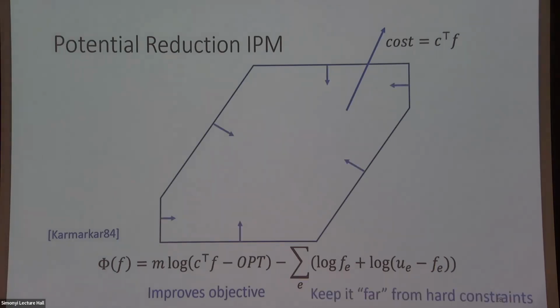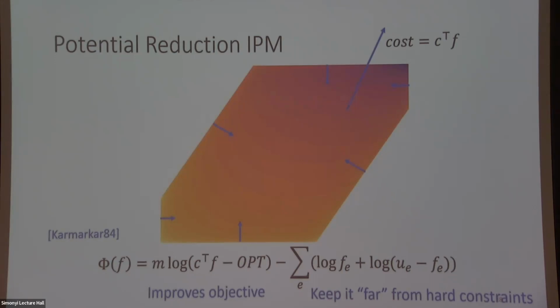The goal of the second term is to encourage the algorithm to stay a little bit far away from the boundaries of the polytope. Recall that our inequality constraints were F_e at least 0 and at most U_e. So this second term, if we want to keep it small, we want to stay far away from the boundaries. And what you can show is that by minimizing this potential function, you can actually slowly approach the optimal vertex of the polytope that we're trying to find.